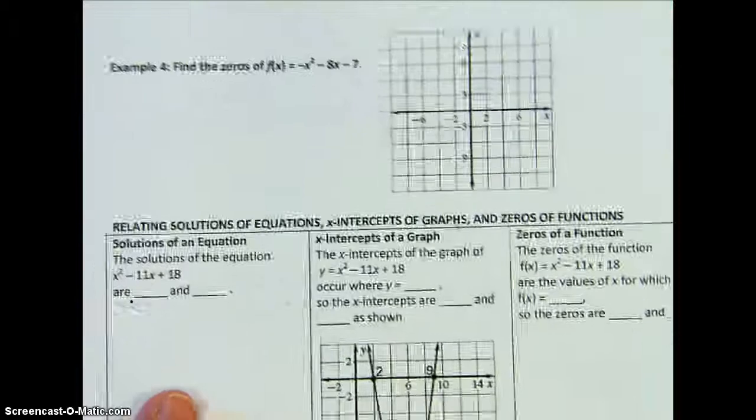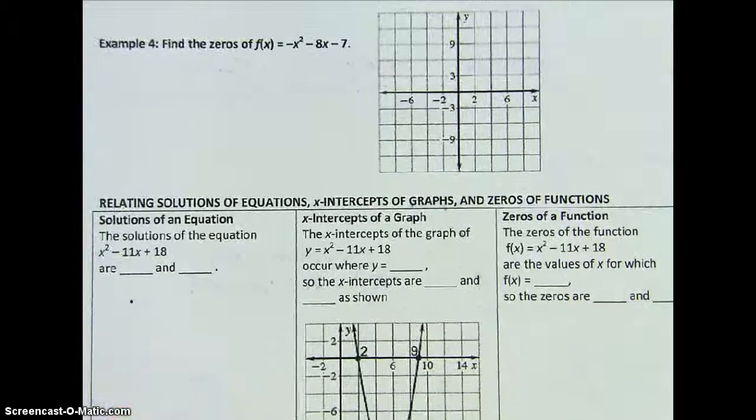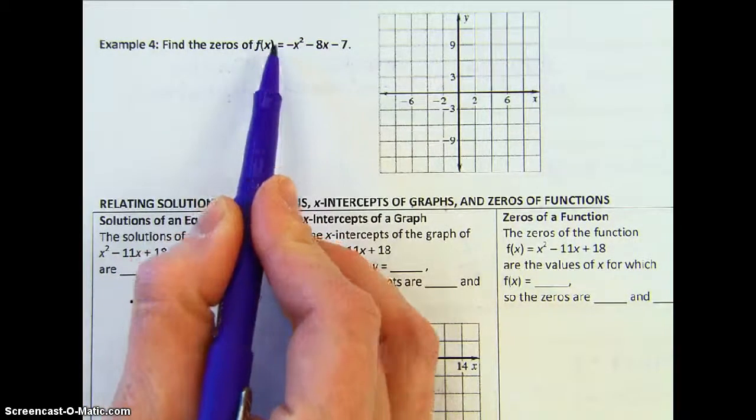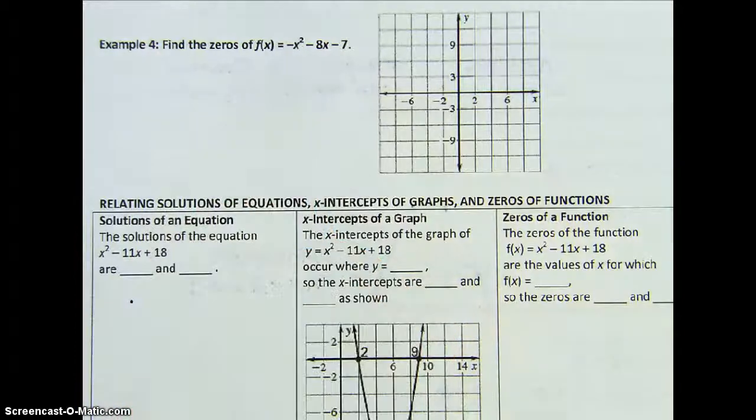Notice the directions change. It says find the zeros of f of x equals negative x squared minus 8x minus 7. So we're switching notation, and it switched to a different word. It didn't say solutions, it says zeros. That's because in function notation they're called zeros because we are looking for the values of x to make the function equal to 0. So we're going to do this one on our calculator once again.